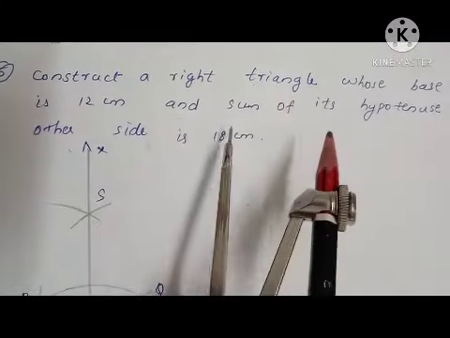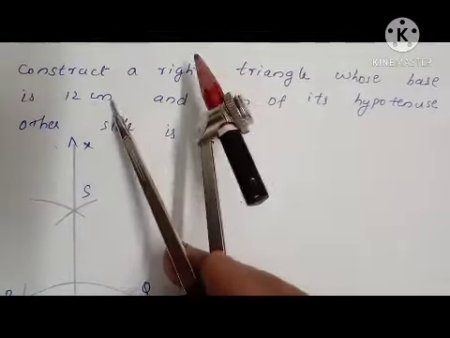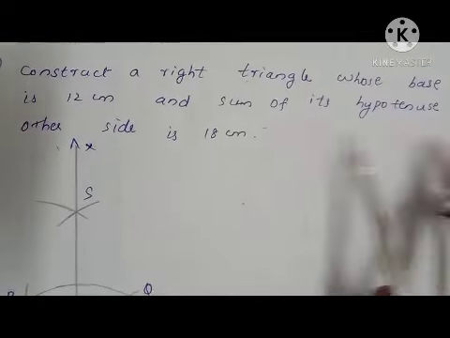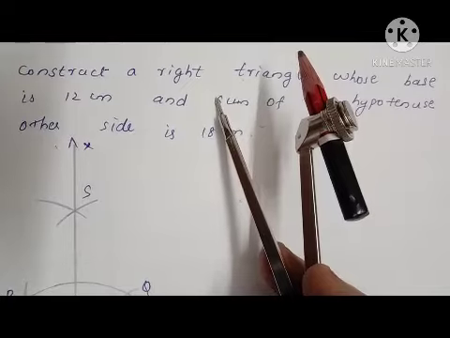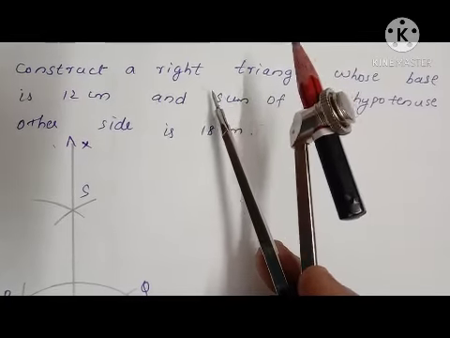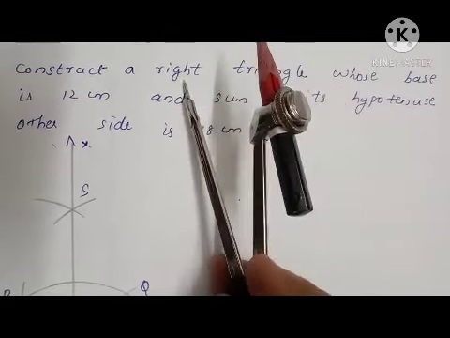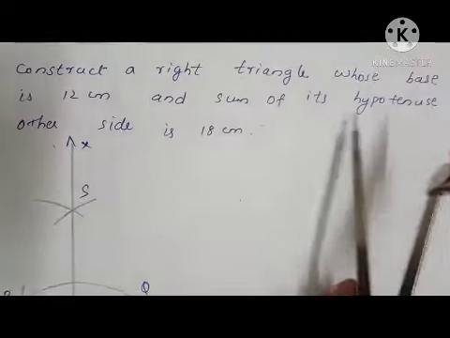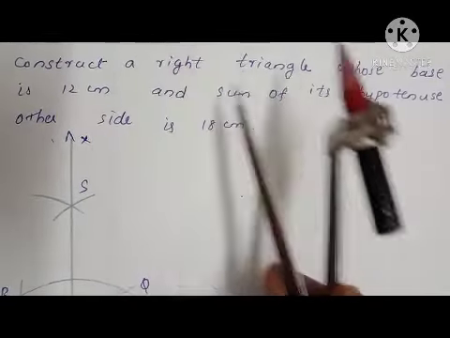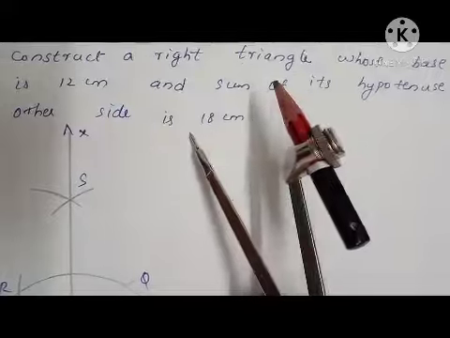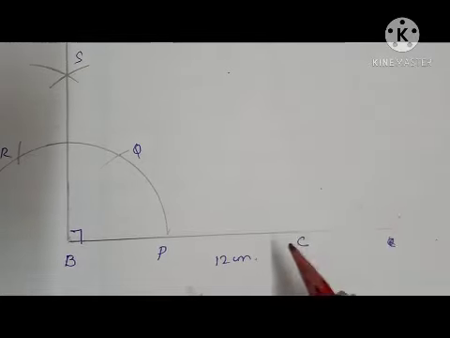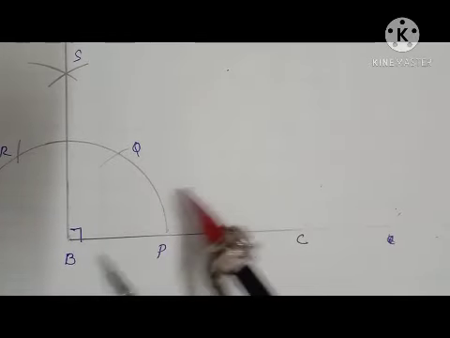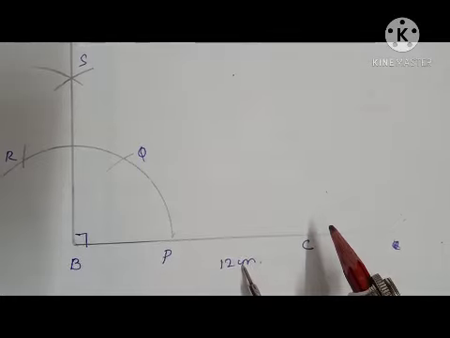Question number 5. Construct a right triangle whose base is 12 cm and the sum of its hypotenuse and other side is 18 cm. So from this question itself we get that one of the base angles is 90 degrees, a right angle, and the base is given as 12 cm. The sum of the other two sides is given as 18 cm. So first of all we have to draw the base. No name is given, so we can give any name. So I gave BC 12 cm, right?